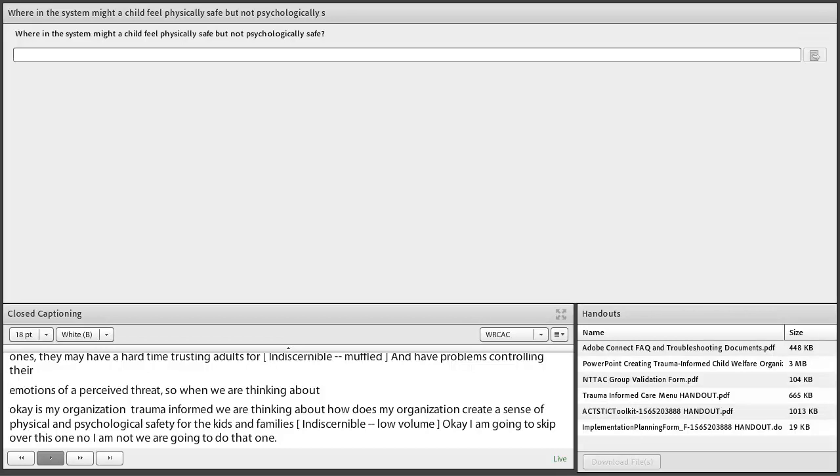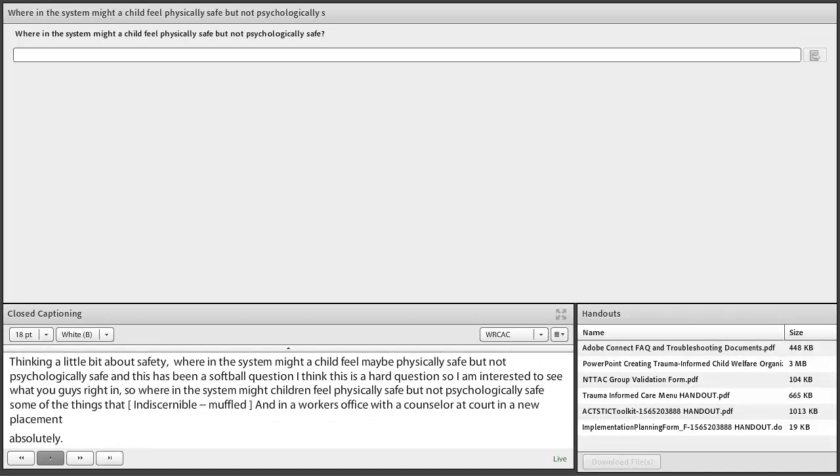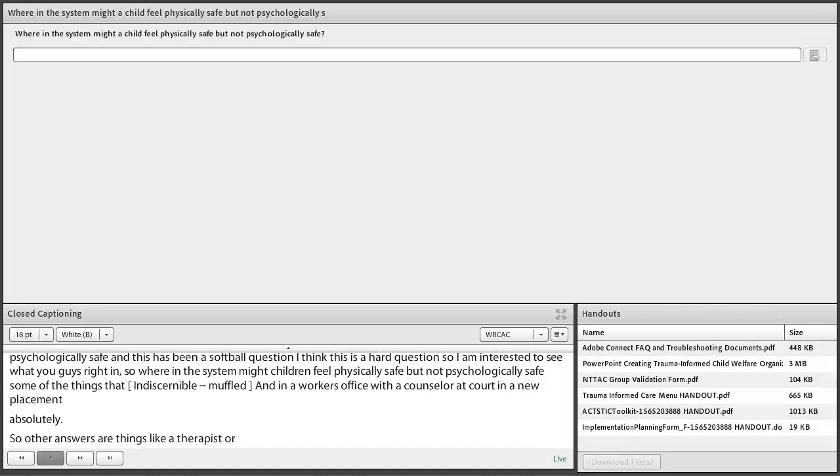Some of the things that I'm hearing from you all are a hospital, in foster care, in a worker's office, with a counselor, at court, in a new placement. Absolutely. Other answers are things like a therapist or counselor's office, the school. A lot of answers we're seeing are in a foster home, absolutely. In a new placement, detention centers. Maybe in the actual child welfare office itself. These are really interesting responses. So it seems like it could be anywhere, really, in a lot of these different environments.